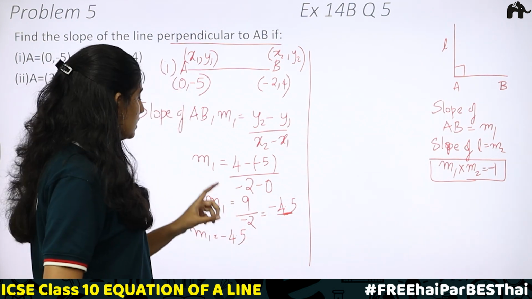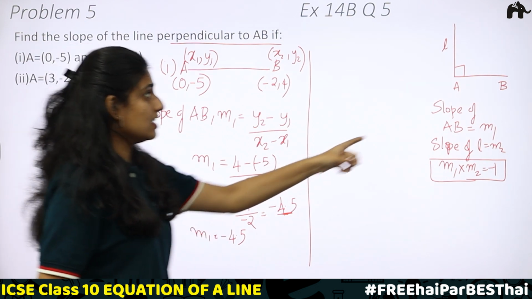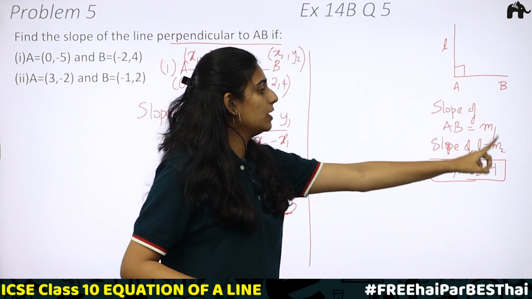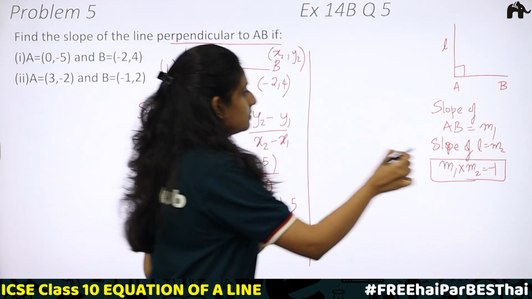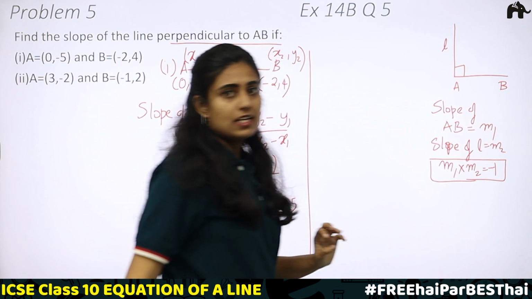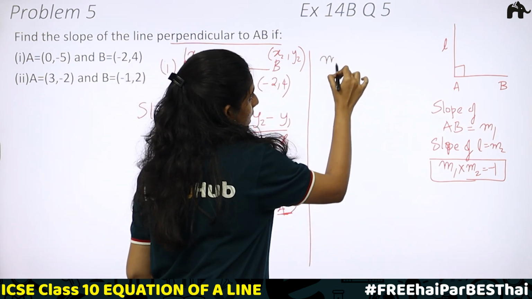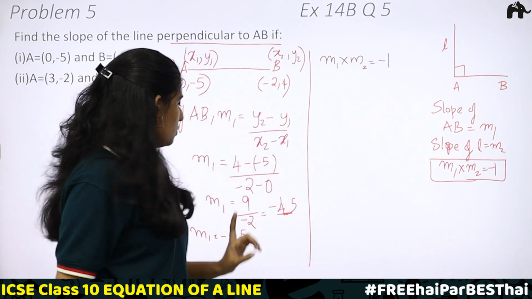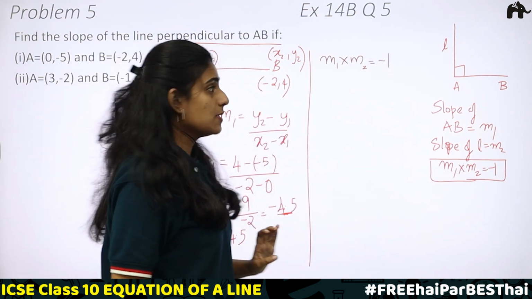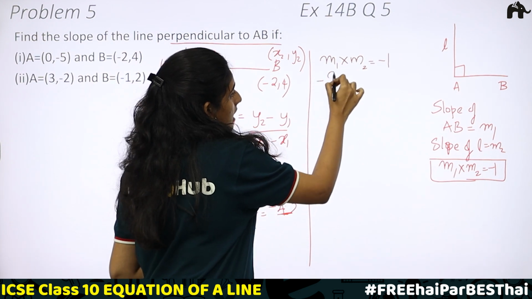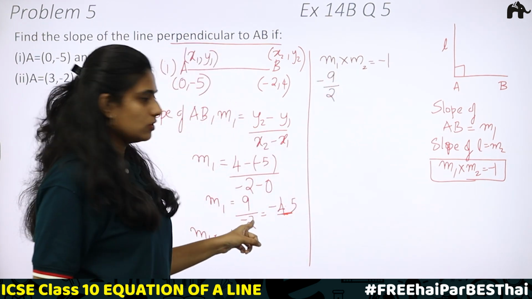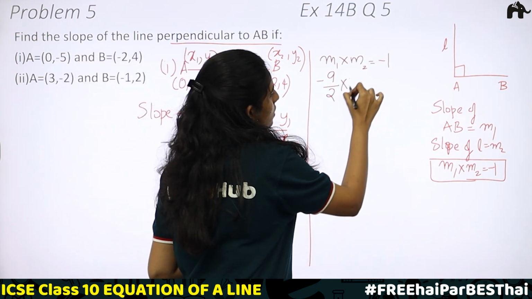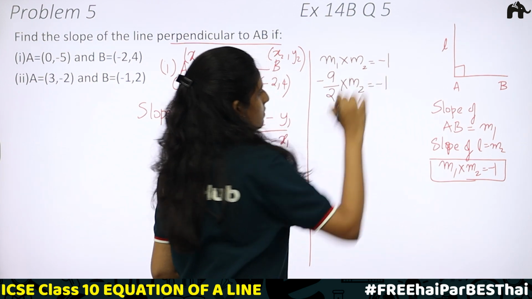Now we need to find the slope of the second line, that is a line which is perpendicular to AB, and the slope of the line perpendicular to AB is taken as m2. Therefore, we can take this formula, that is m1 into m2 is equal to minus 1. Put the value of m1 which we got here. Let us put the value, that is minus 9 divided by 2. I am not taking the decimal part, I am taking the fraction. Minus 9 by 2 into m2 will be equal to minus 1.